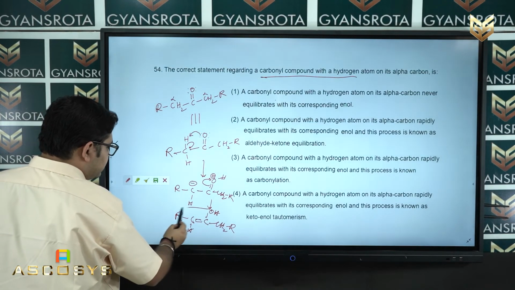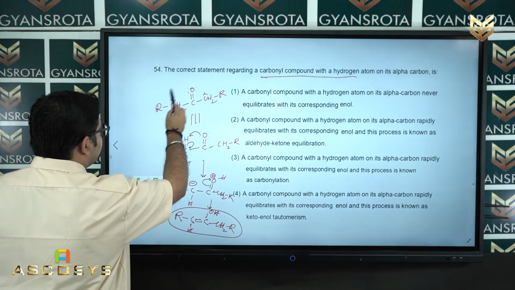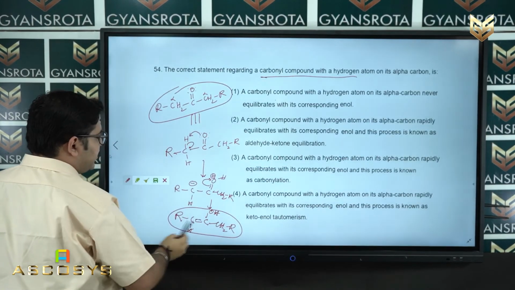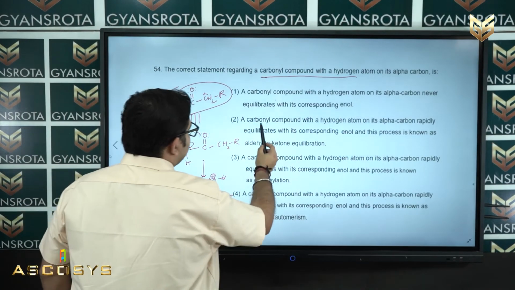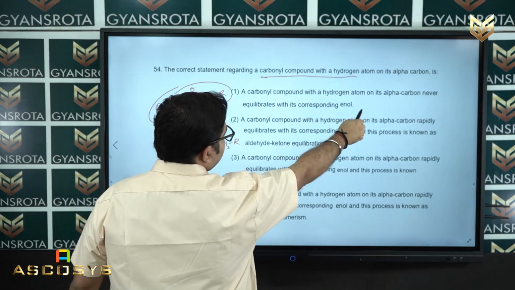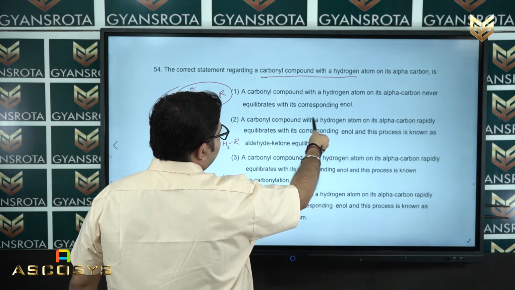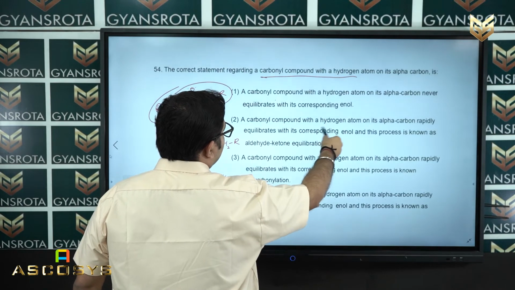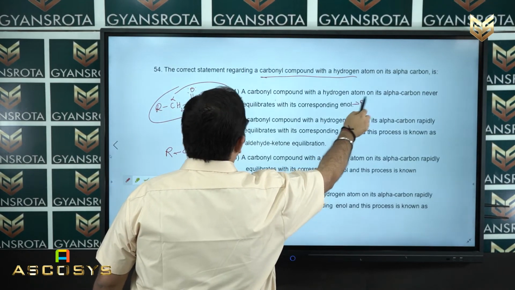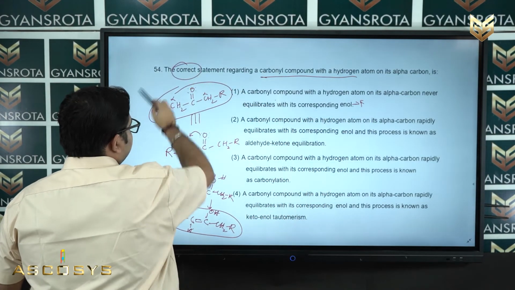Now, if you see this one and this one, they undergo tautomerization. So, the statement that a carbonyl compound with a hydrogen atom on its alpha carbon never equilibrates with its corresponding enol is a false statement. No. They ask you for the correct statement.